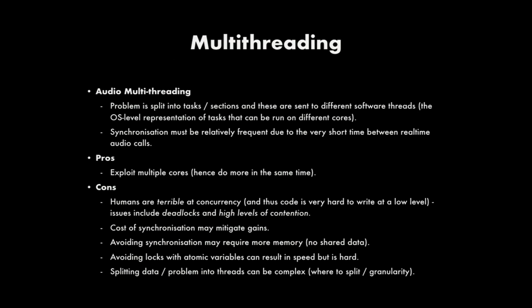Multi-threading, also complicated. The problem is to split up the work that we want to do into tasks that are independent and then throw them to different cores or different threads, where a thread is like the OS level representation of tasks, and they can run on different cores. We can't actually say run this bit of code on this core. The computer's going to take care of that, but we can say run it on different threads.